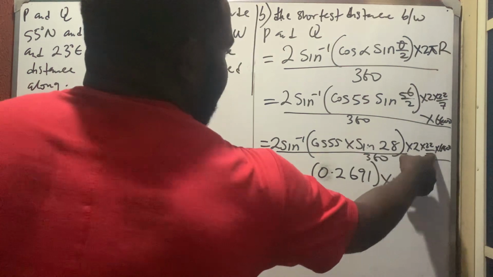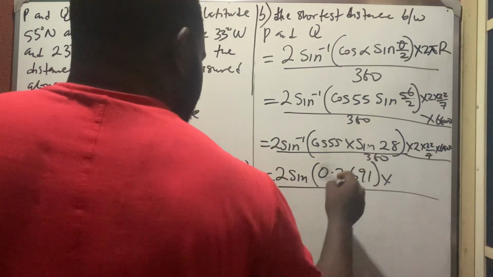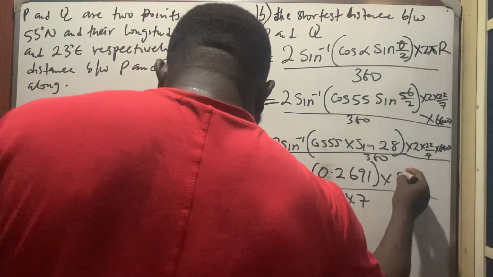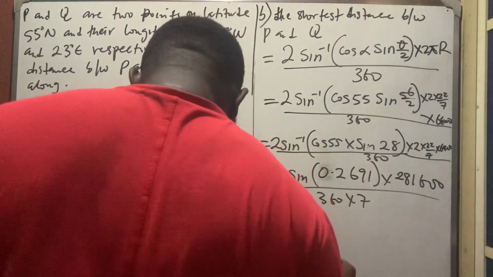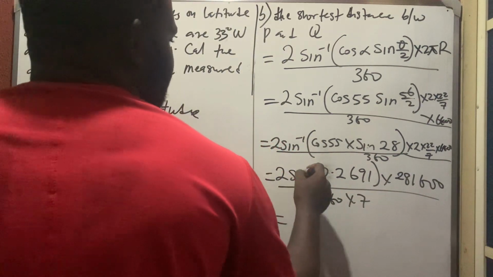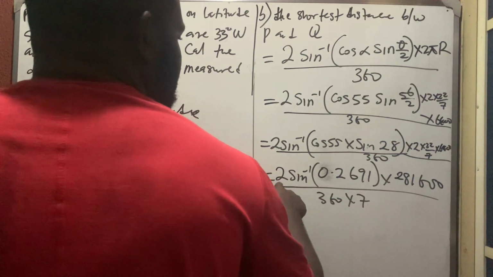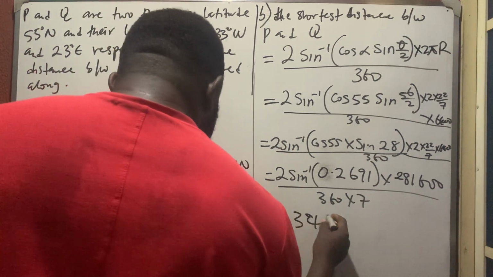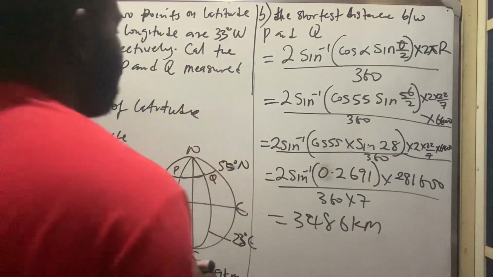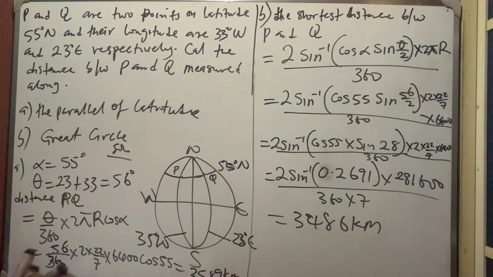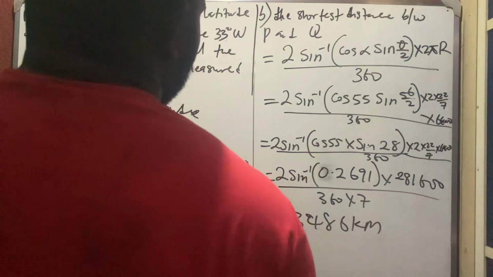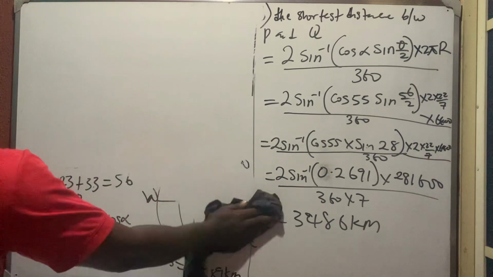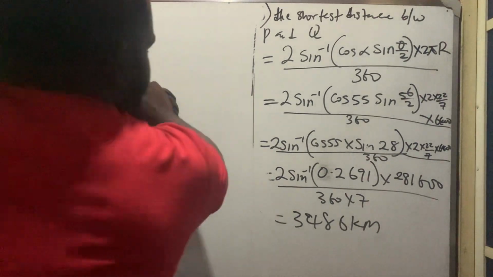This 22 over 7, the 7 can come down, so I'm going to have 360 times that 7. If you multiply the numerator, you're going to get 281,600. So now sine inverse of this, then times 2 times this one divided by this. If you do everything, you get 3486 kilometers. So please remember this formula has 360 in the denominator. That's the mistake I made the first time I wrote the formula. Please don't forget that you must divide everything by 360.